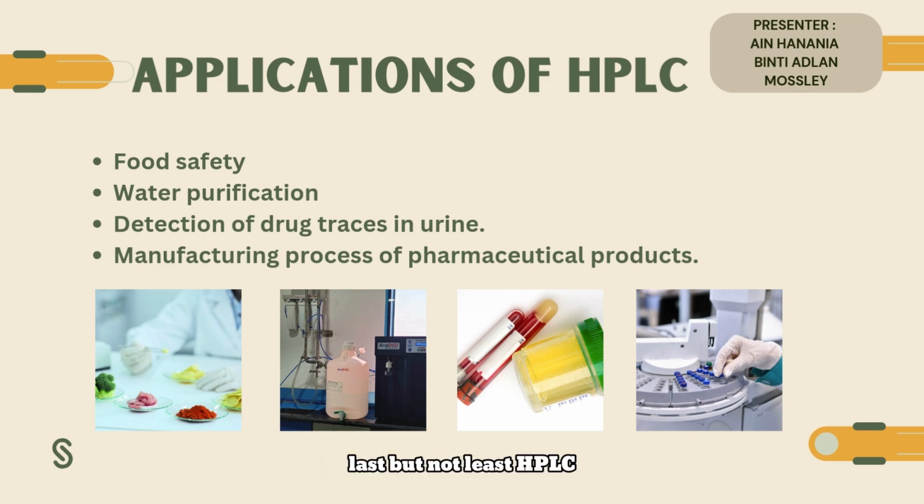Last but not least, HPLC is also widely used in the manufacturing process of pharmaceutical products. HPLC is a reliable and precise way to check product purity and helps measure the exact concentration of the active ingredient in pharmaceutical formulations such as tablets, injections, and creams. As a result, it can help pharmaceutical manufacturers develop the purest products and ensure that each dosage contains the correct amount of the ingredients.